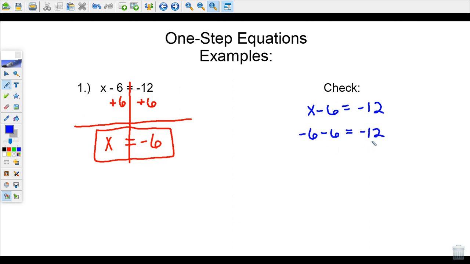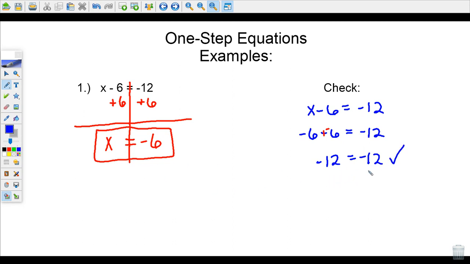Now I no longer have a variable. I just have to evaluate and see if it equals negative 12. Negative 6 minus 6. If I make my 2 marks, I can change that minus 6 into plus negative 6. Negative 6 plus negative 6 is negative 12. And I end up with negative 12 on both sides. Those are equal. So that tells me that my solution is correct.